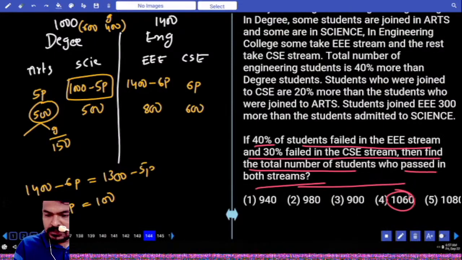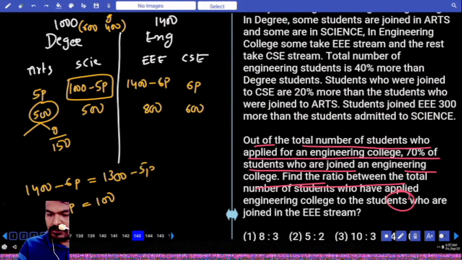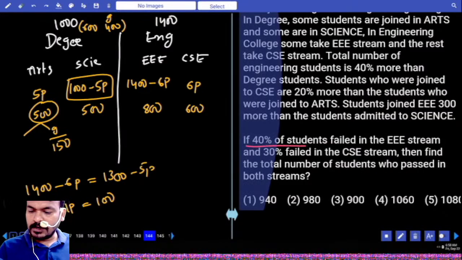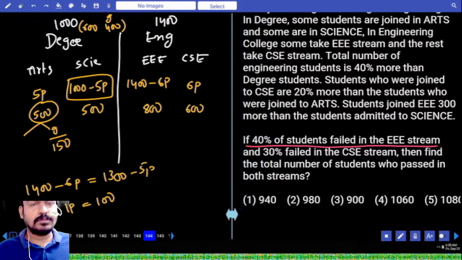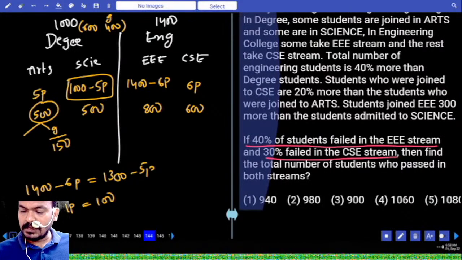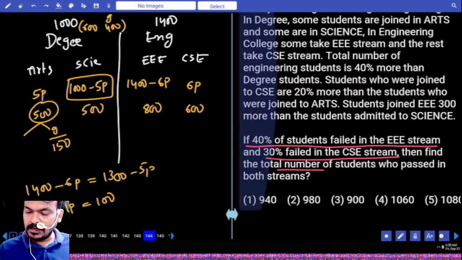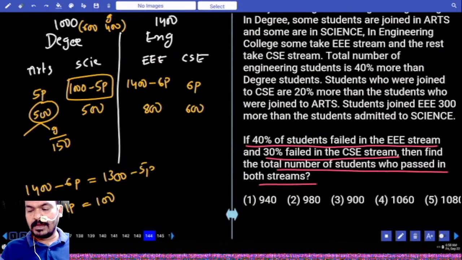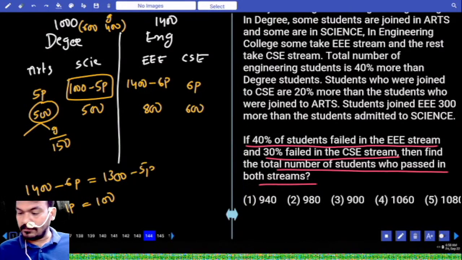The remaining questions, you will do. 3 questions, direct questions. Suppose question 144: if 40% of the students fail in EEE stream and 30% fail in CSE stream, then find the total number of students who passed in both the streams. Fail value is given, required pass value.